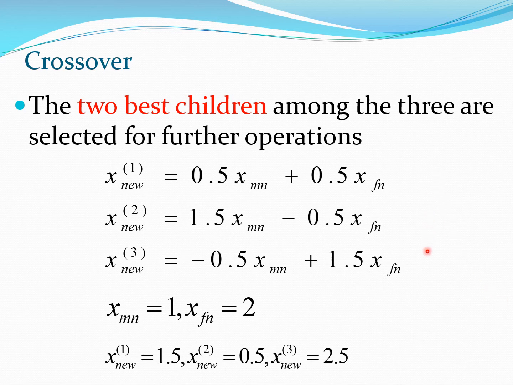So here you have these three children here. So just to give you an actual example of this situation, you could have the xmn to be 1, xfn to be 2. So if I plug in these values here, for example, I get here 0.5 plus 1, that is 1.5. The second value is 0.5. The third value is 2.5. So this is how I can get three values here.